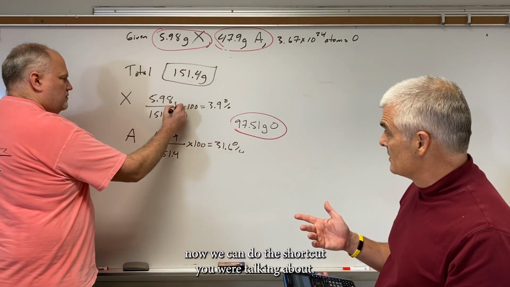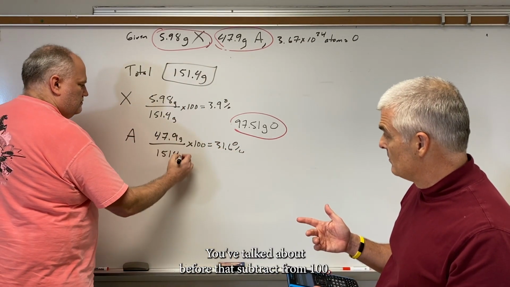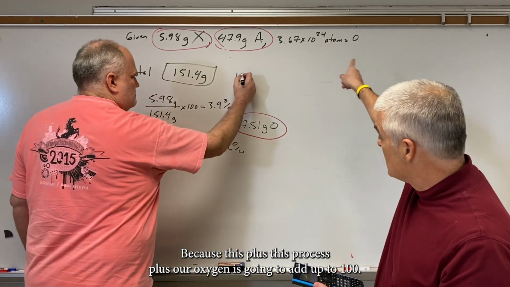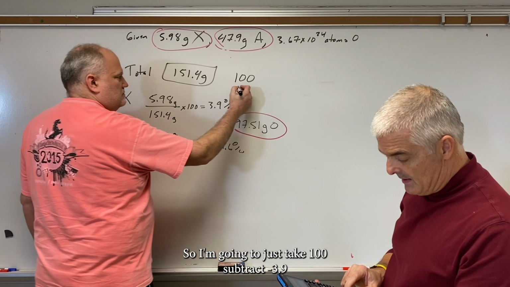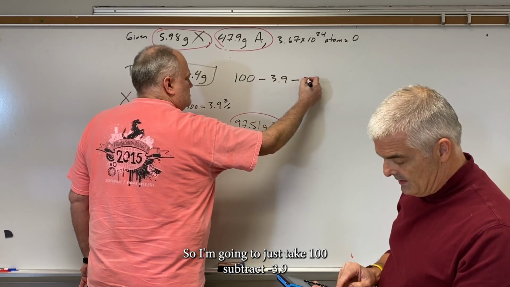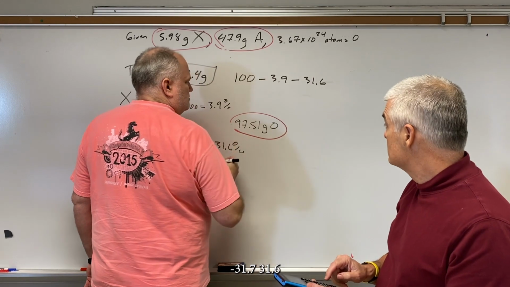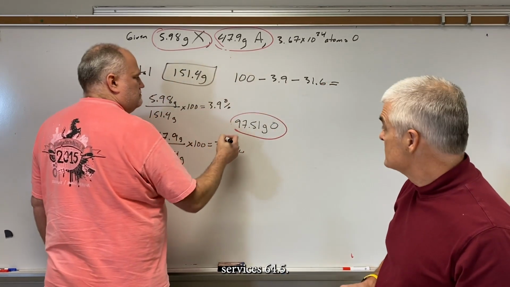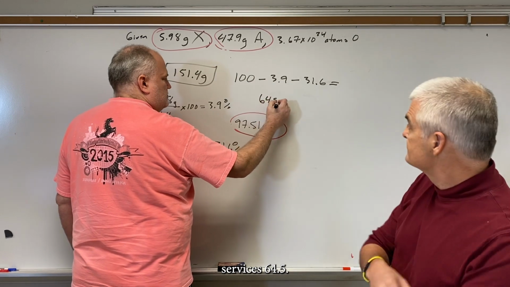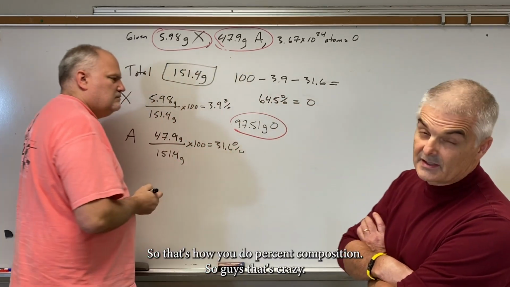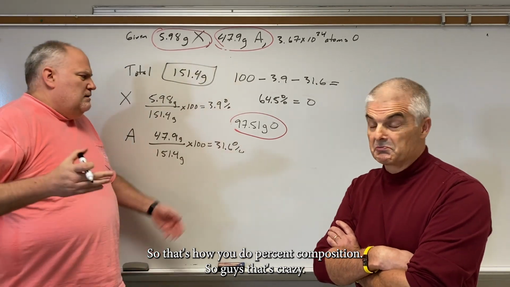By the way, now we can do the shortcut you talked about before, subtract from 100, because this plus our oxygen is going to add up to 100. So I'm going to just take 100 minus 3.9 minus 31.6. Survey says 64.5. So 64.5 is our oxygen. So that's how you do percent compositions, guys. It's crazy, not that hard.